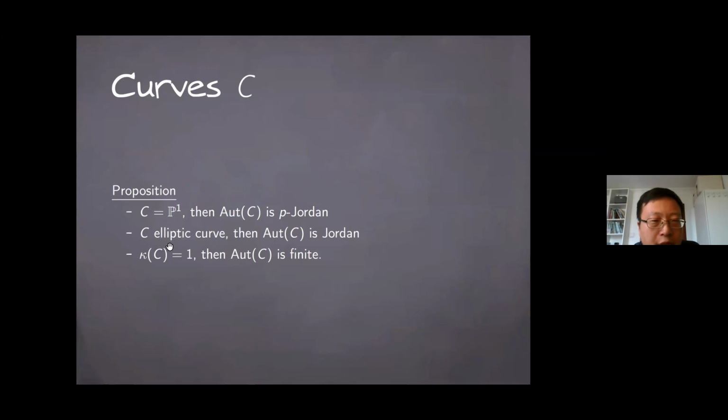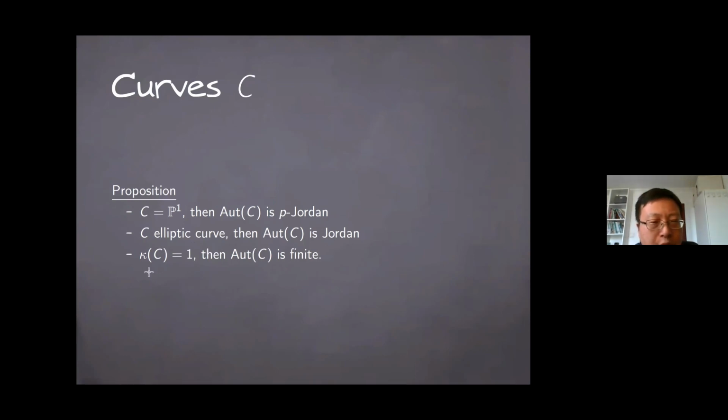If C is an elliptic curve, then this is Jordan. Either you can show it directly: the automorphism group of C is the K points of C, translations, semi-direct product with the automorphism group fixing the origin, which is a finite group. Then you can use this exact sequence to show it. But actually, we will show later a general result for any abelian variety: the automorphism group of an abelian variety is Jordan. So this one would be clear.